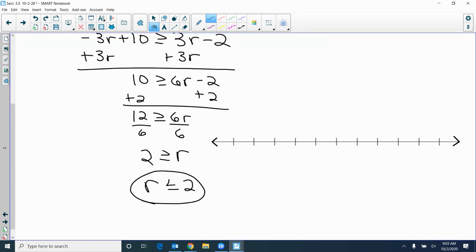Now I'm gonna graph you. All right, R is less than or equal to 2. So on the number line, 1, 0, negative 1, and R is less than or equal to 2 would be all these numbers here would work. Preston, you agree? All right.